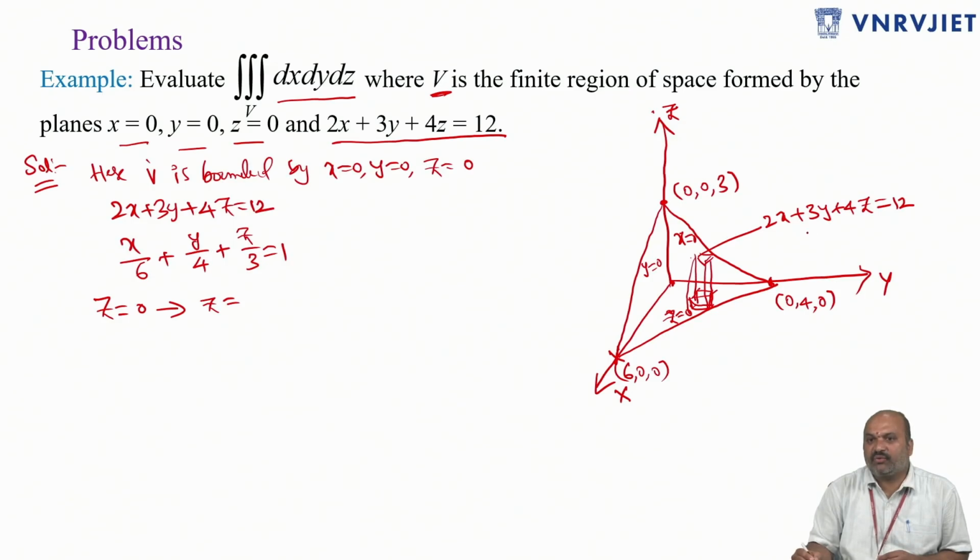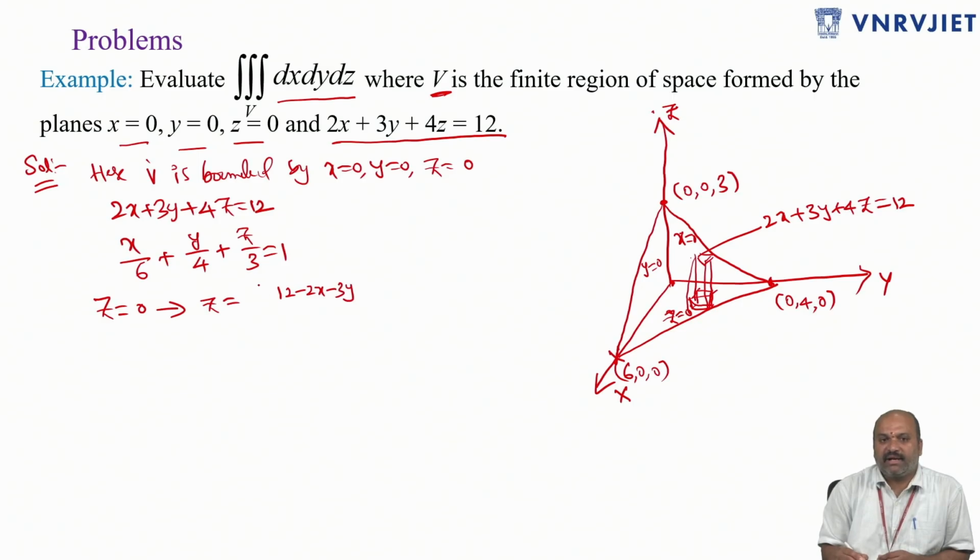What is the plane equation? 2x plus 3y plus 4z equals 12. From this, you write z in terms of x and y, which is 12 minus 2x minus 3y, divided by 4. This is the plane equation, z in terms of x and y. So this prism has its lower end on z equals 0 and its upper end on this plane. So these are the z limits.